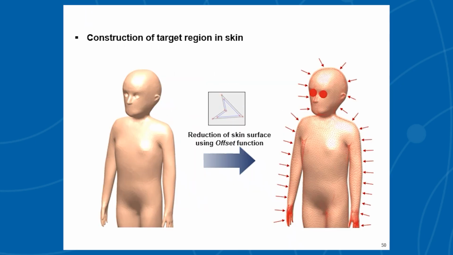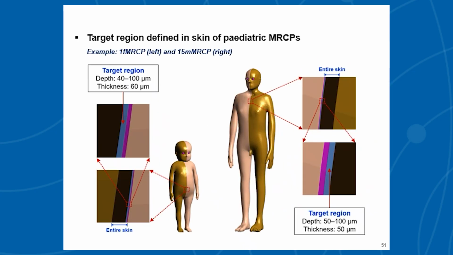The skin target region was simply defined at this depth using the previously mentioned offset function, and this slide shows the skin target region defined in the 1-year-old female and 15-year-old male as examples.